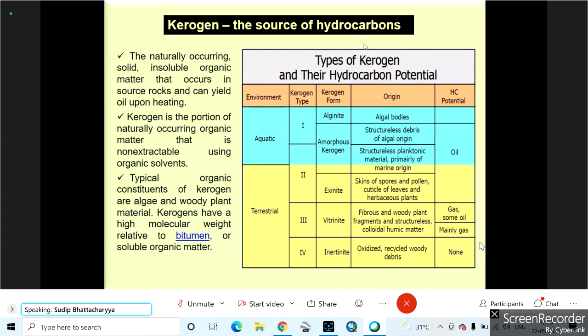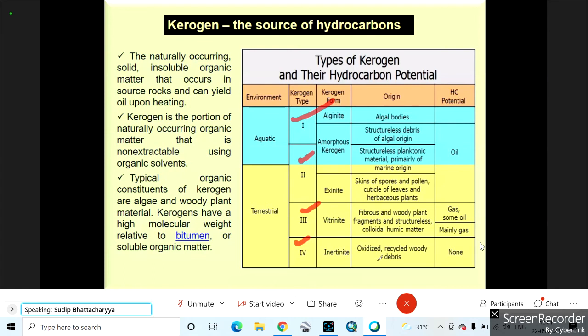Number 1, 2, 3 and 4. So four types of kerogens, and you are seeing here that their origins are different. According to the origins, the hydrocarbon potentiality is also different. Now, some terms are here: alginite, amorphous, exinite, vitrinite, inertinite. I will discuss these briefly just to familiarize yourself.